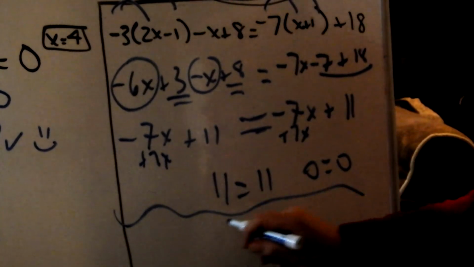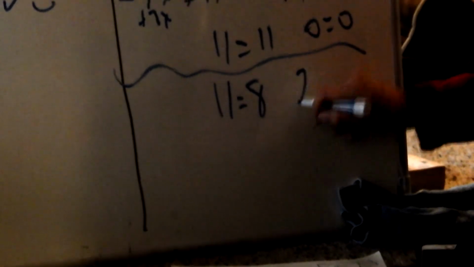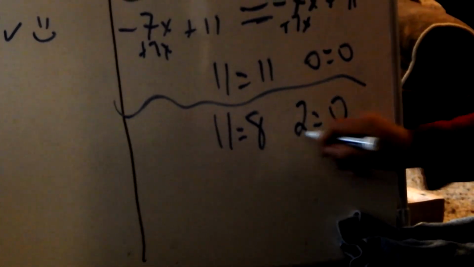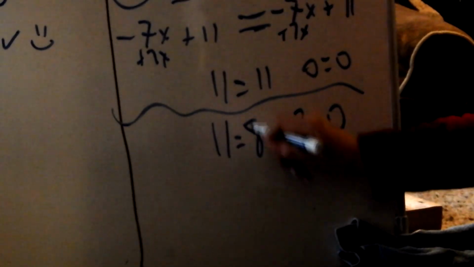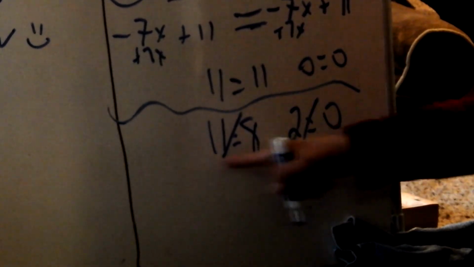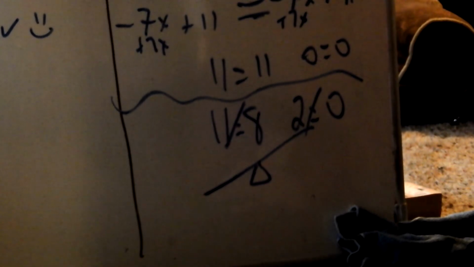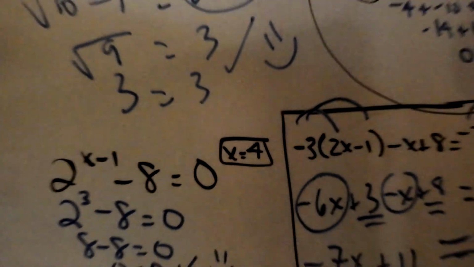Later, we're going to get some equations where maybe the x's go away and you get something that's not true, like 11 equals 8 or 2 equals 0. And so that's saying that's balanced, which is not true. That is not balanced, which means those are going to give you no solution. So no matter what you do, the one side is always going to be heavier than the other, and it's definitely not going to be balanced. All right, go ahead and read the next part and then try number 4, and we'll end with that.